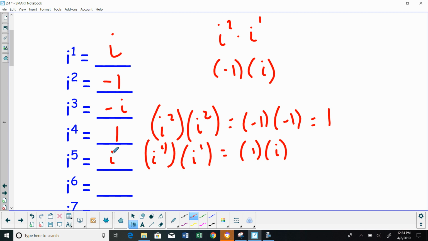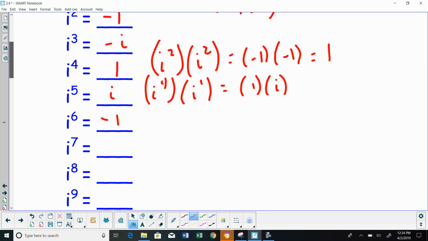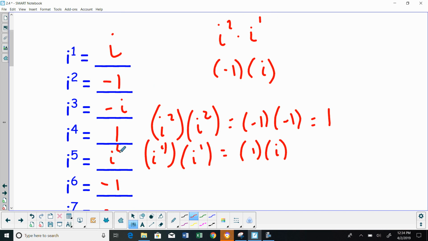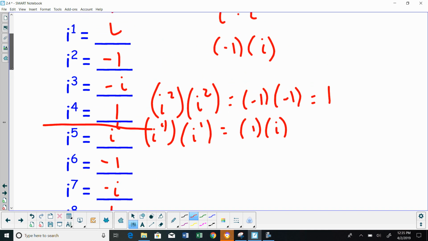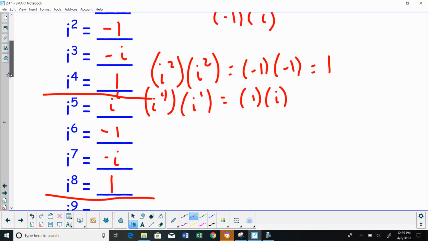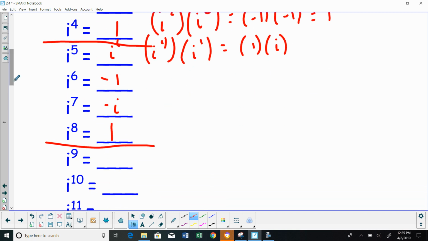And if you notice, the pattern is going to start to repeat here. So it's going to be -1 for i to the sixth. And then i to the seventh is going to be negative i. And i to the eighth is going to be 1. So it's going to keep repeating in that pattern. That pattern is i, -1, -i, 1, and so on.